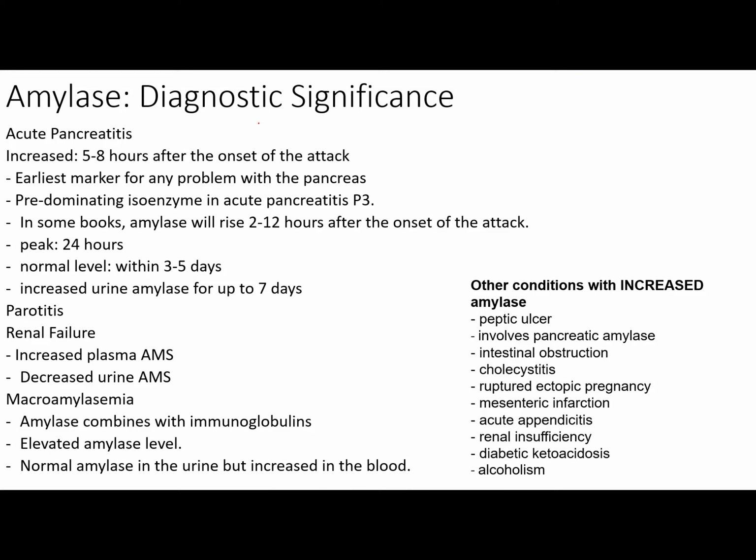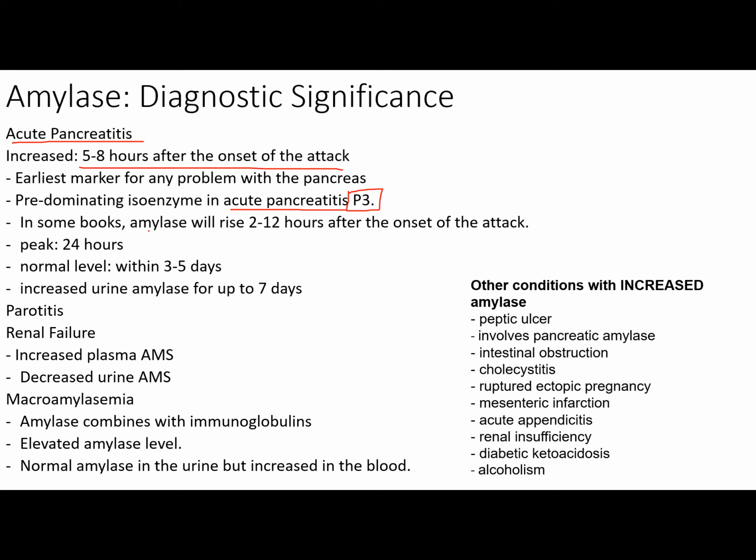Now, what is the diagnostic significance of amylase? The diagnostic significance is for acute pancreatitis. It usually increases 5 to 8 hours after the onset of the attack. It is the earliest marker for any problem with the pancreas. The predominating isoenzyme in acute pancreatitis, please take note, is P3. P3 is the most abundant when you have acute pancreatitis.